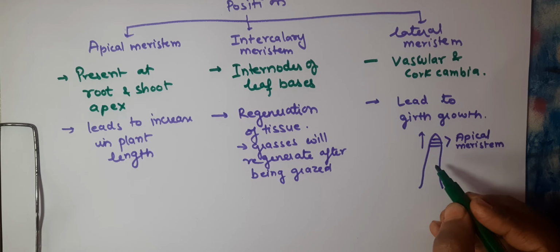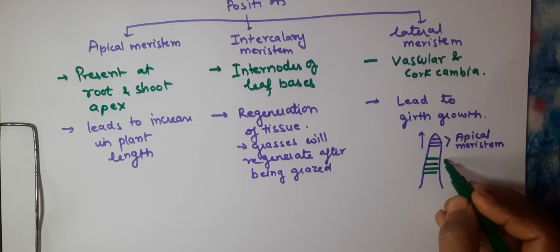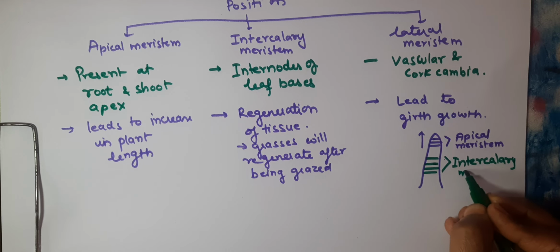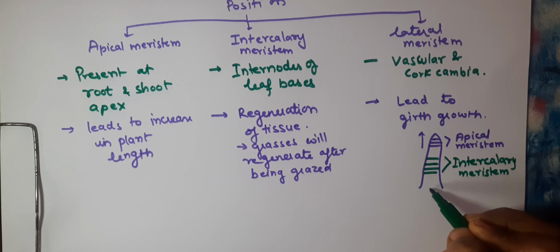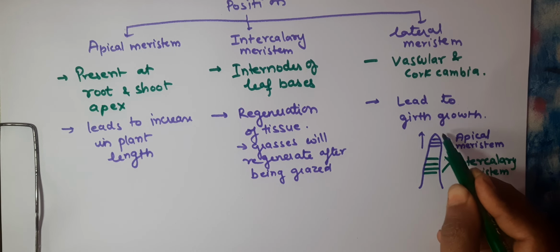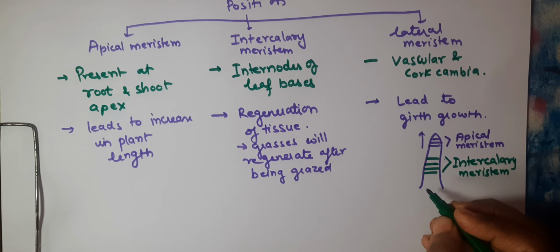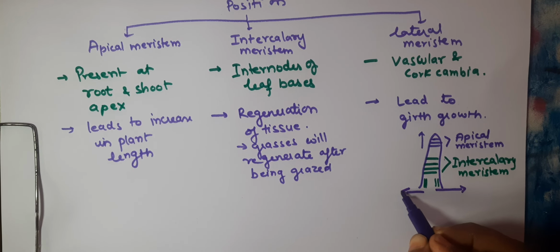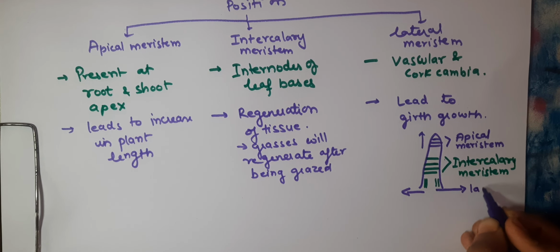The intercalary meristem will be present here. If the tissue here is destroyed, the new plant part will be regenerated from the intercalary meristem. And the lateral meristem lies here, so the growth due to the lateral meristem will be in this way, an increase in the girth. So this is the location of the lateral meristem.